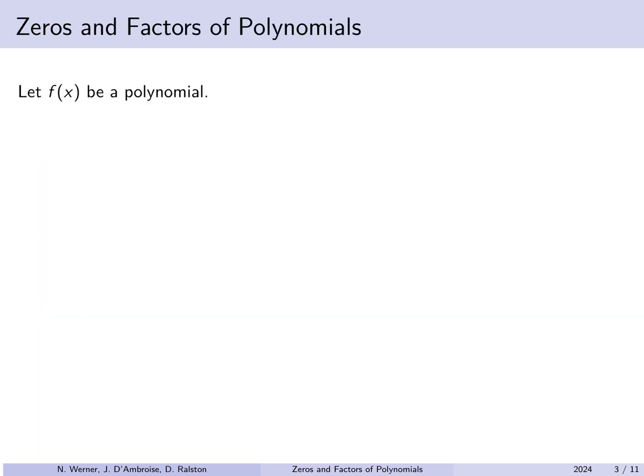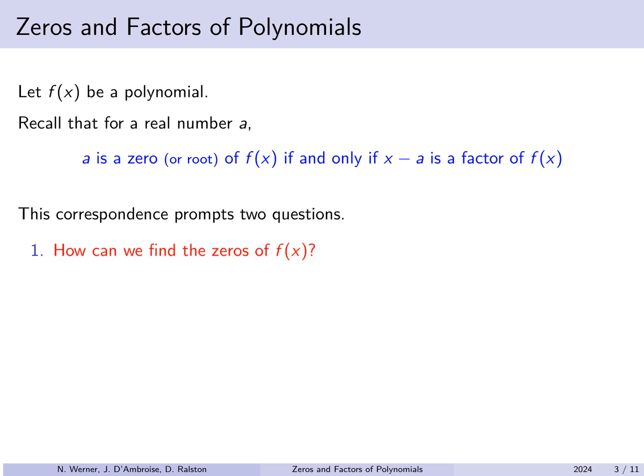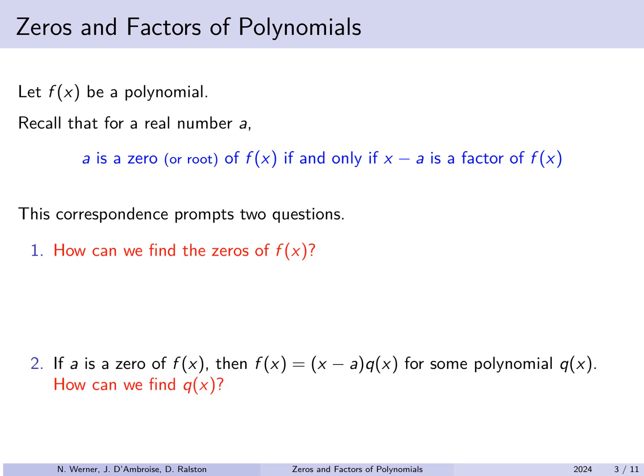Suppose f of x is a polynomial. Remember that if a is a real number, then a is a zero or root or x-intercept of the function if and only if x minus a is a factor of f of x. The correspondence between roots and factors now prompts two questions. How can you find the zeros of a function? And if you have found a zero of a function, then if you factor it out, f of x can be written as x minus a times some new polynomial q of x. But what is that polynomial q of x?